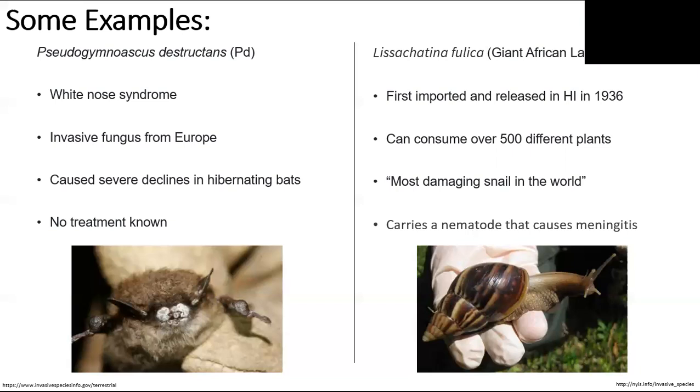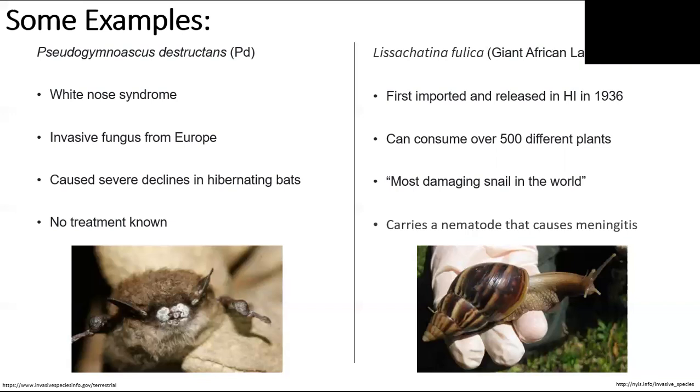Lastly, I wanted to tell you about one of the ones that a lot of people don't really know about. It's the giant African land snail. It was first imported and released in Hawaii in 1936, but this little big snail can consume over 500 different plants. So this was brought in, of course, through the pet trade. It is found in Florida. I'm sure a lot of you have seen them because I have.